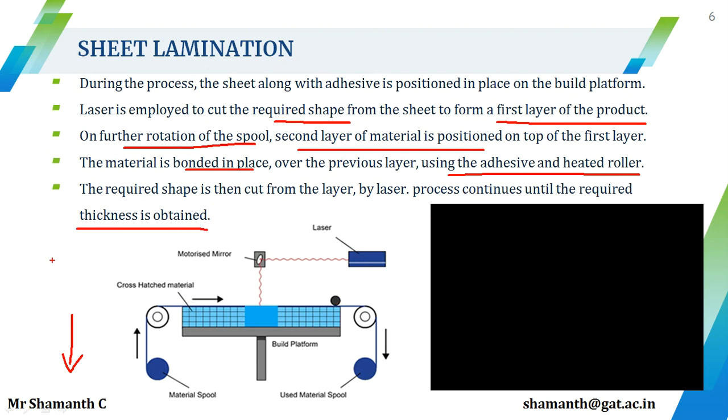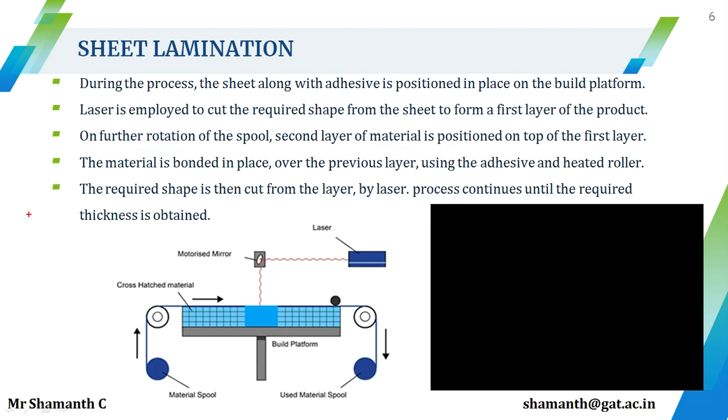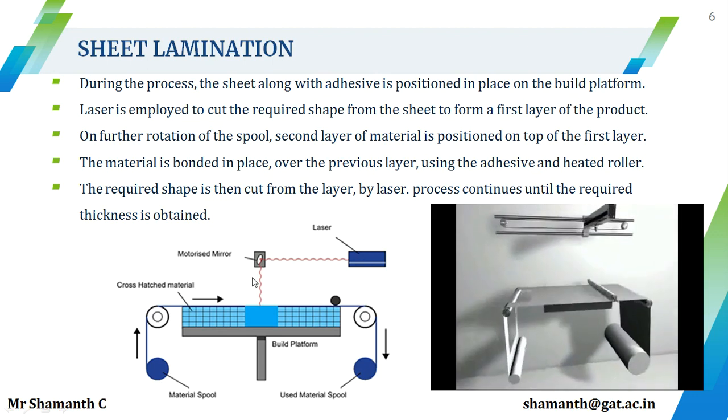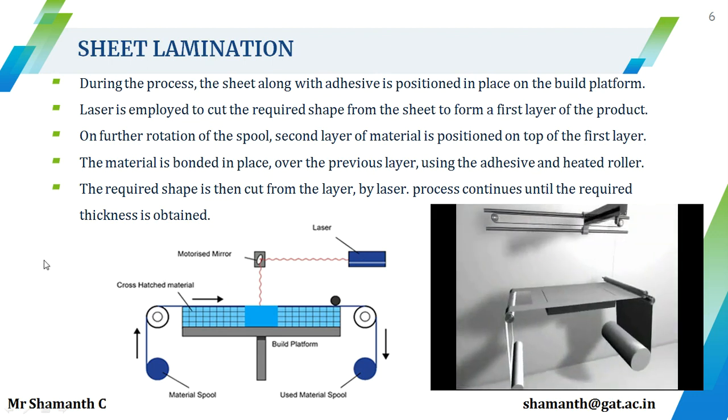So generally, when you have to make some visual models using a sheet or a paper or very thin metals, then you can go for this particular process. So here is a small video showing how exactly the sheet lamination process occurs. We'll see this video. So you can just see the video of this particular process.